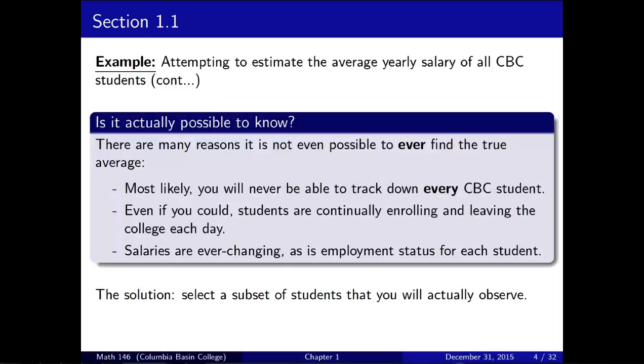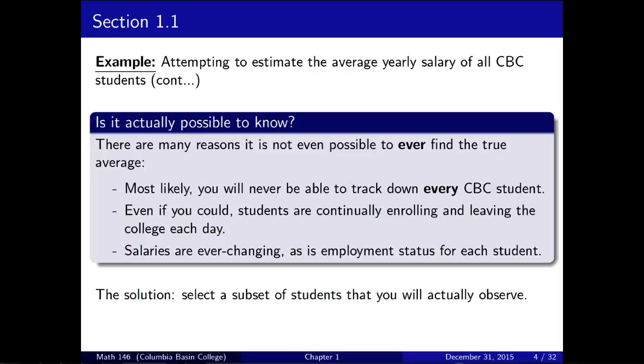Now, is it actually possible to know? I would propose to you that it's not. You couldn't ever know the true average salary of CBC students because, first off, you're probably not going to be able to track down every single CBC student on campus. Even if you could somehow do that, maybe get their social security numbers and find their tax returns, the problem is that the population of CBC students is constantly changing. Every day someone enrolls and someone drops out.